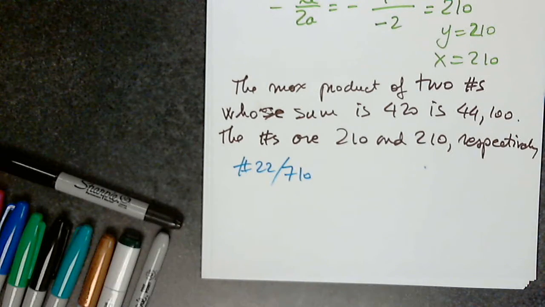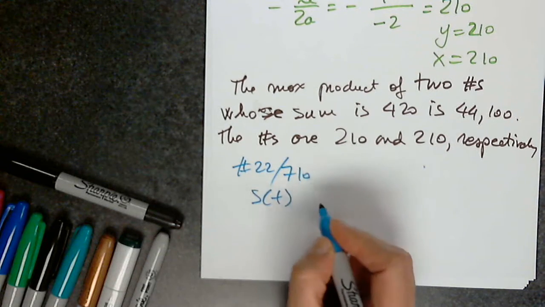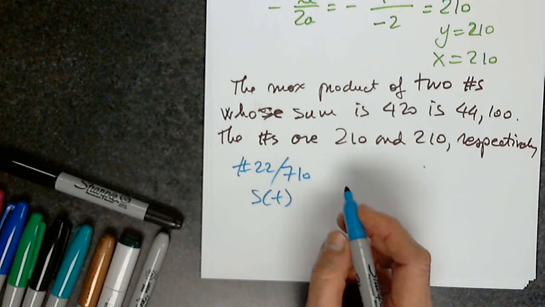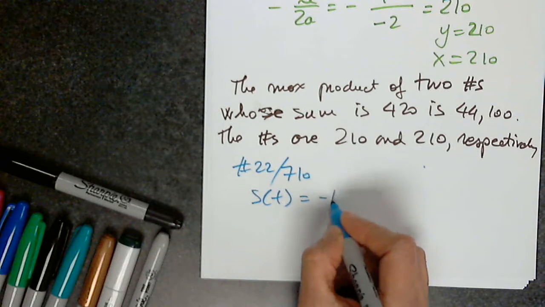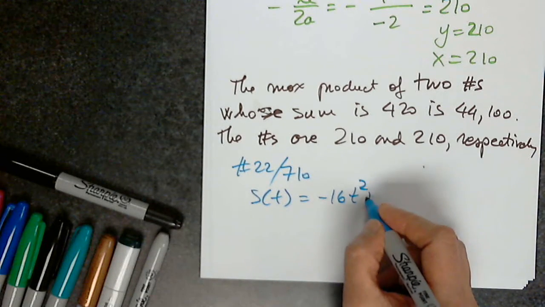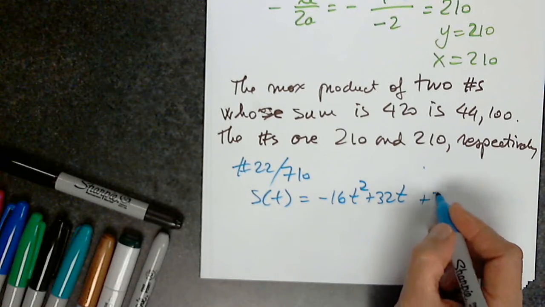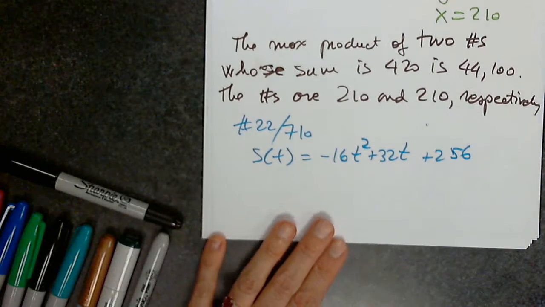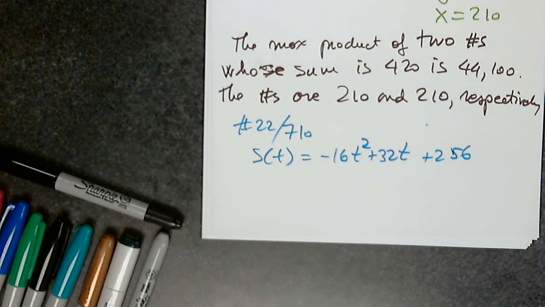A stone is thrown upward from a bridge. The stone's height in feet, s of t, above the water, t seconds after the stone is thrown, is a function given by the equation s of t equals negative 16t squared plus 32t plus 256. Find the maximum height of the stone.